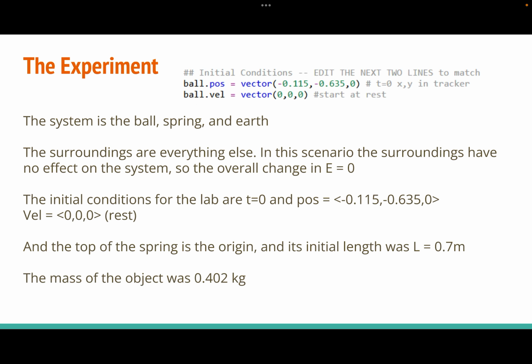So in this experiment, the system is the ball, spring, and the Earth. The surroundings are everything else in this scenario. The surroundings have no effect on the system, so the overall change in energy is 0. The initial conditions for the lab are t equals 0 and position is negative 0.15115 and negative 0.635. And the velocity is at rest, or 0. The top of the spring is the origin, its initial length is 0.7 meters, and the mass of the object is 0.402 kilograms.